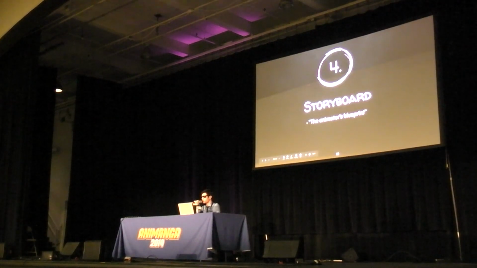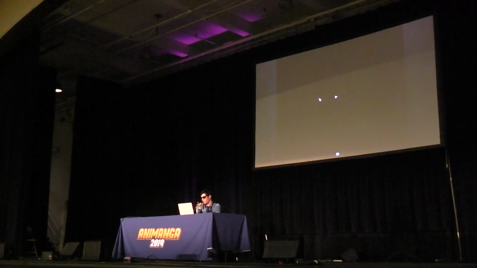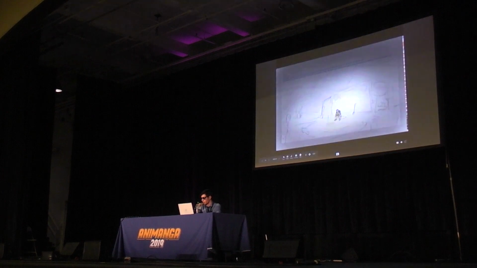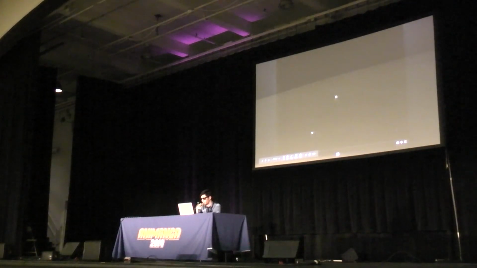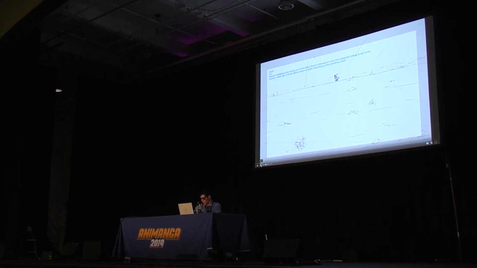So once we're done with pre-production, we're going to begin the very first stage of animation called storyboard, what I like to call the animator's blueprint. Here, I'm going to show a quick example of a storyboard that we did for a music artist for his music video. Let's see if you can read this. Yeah, you can. Or barely, at least.